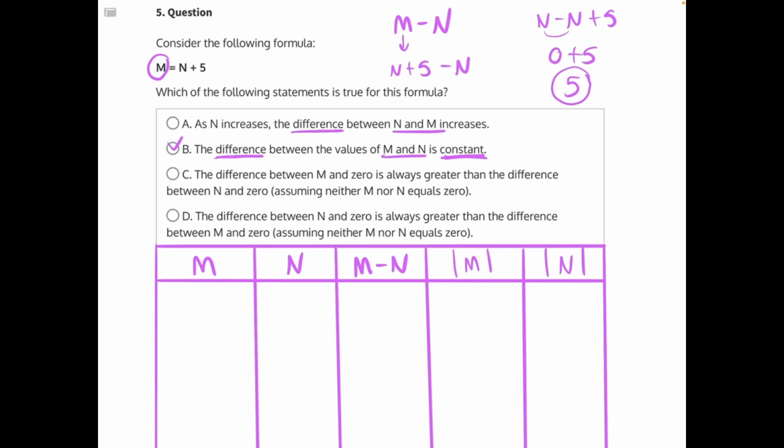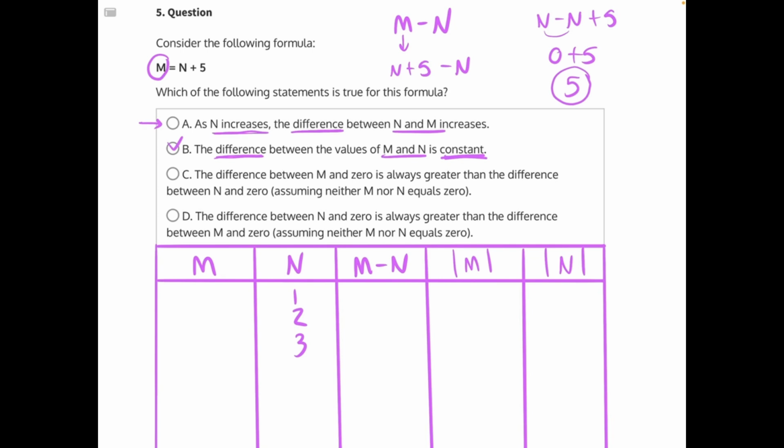What most people will end up doing is trying each of these answer choices to see which one is true and false by process of elimination. And the easiest way to do that is to try plugging in different values for our variables m and n. So let's try with this first statement, answer choice A. As n increases, the difference between n and m decreases. So let's try plugging in increasing numbers of n. We can start with just 1, 2, and 3.